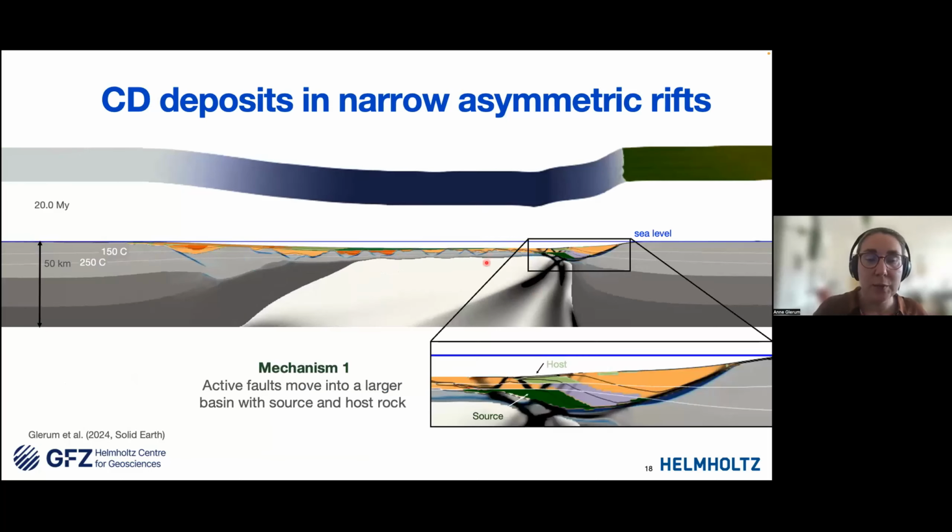And by 20 million years, because of the rift migration, we have these synthetic faults coming in, and they're connecting the source rock and the host rock. And we think this is a potential mechanism for ore formation. And we call it mechanism 1. We'll come back to it a little bit later.